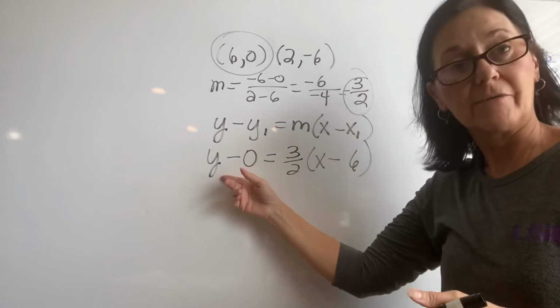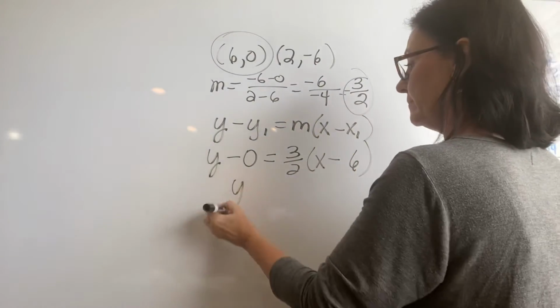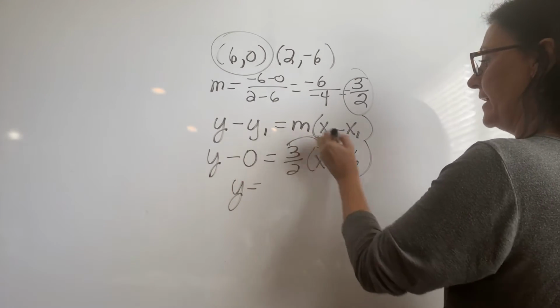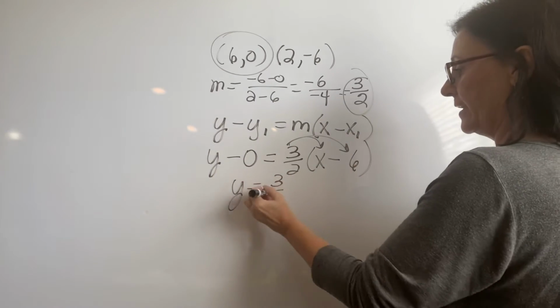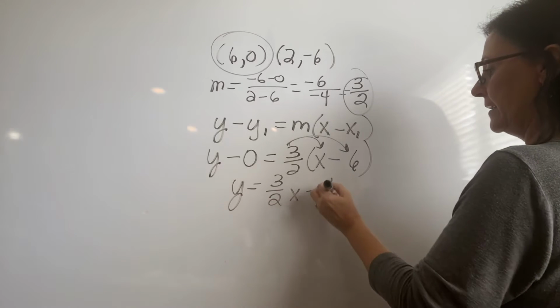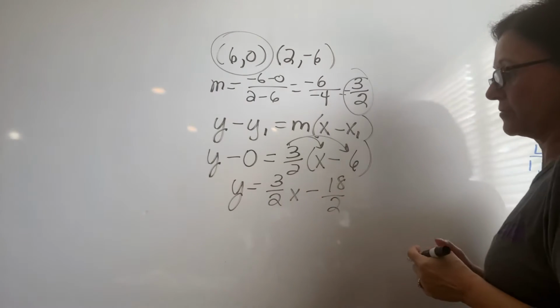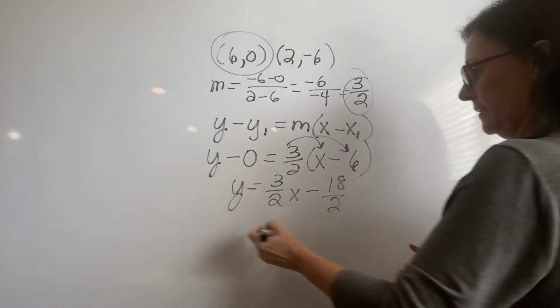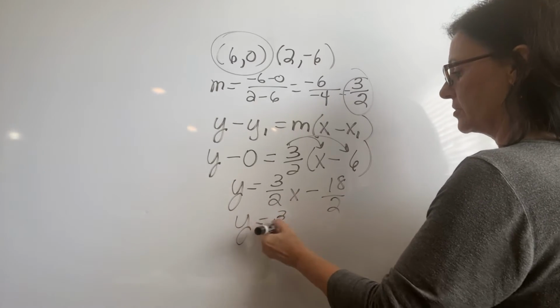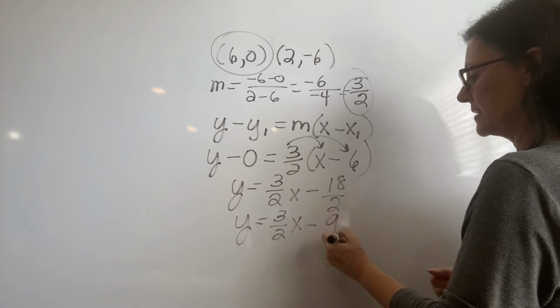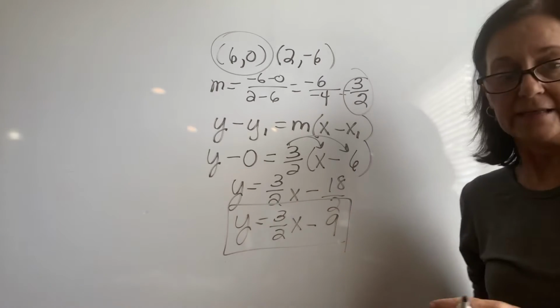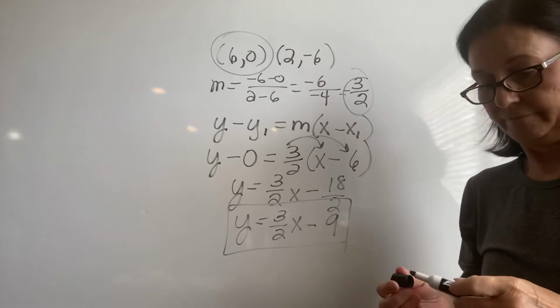Well, y minus 0 is just y. I distribute the 3/2, and that's 3/2 x minus 18/2, which is really 9. So here's my equation. Y equals 3/2 x minus 9. That is the equation of that line.